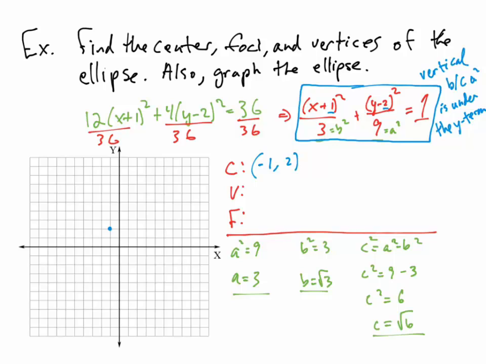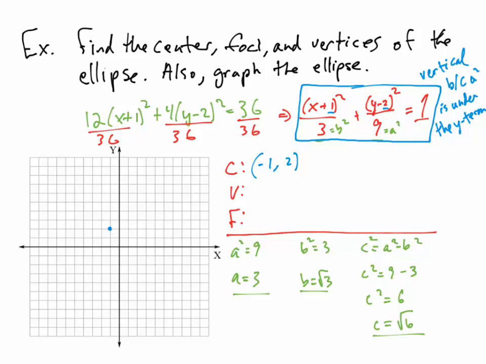So looking at this term right here, A squared, we know that 9 is A squared because A squared is always larger than B squared. And because A squared is within the same fraction as the y term, the y tells us that this has a vertical orientation.